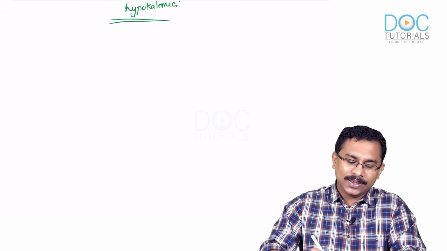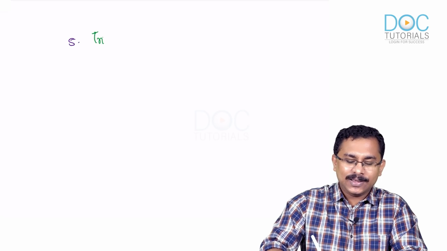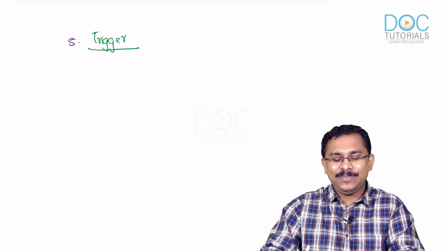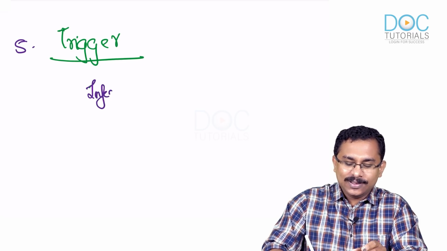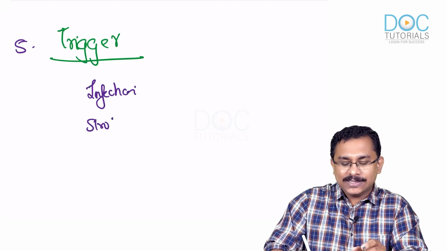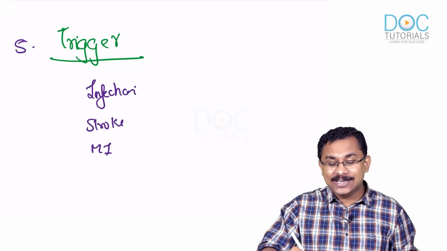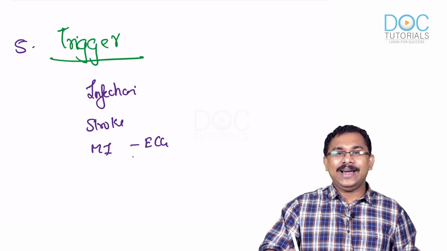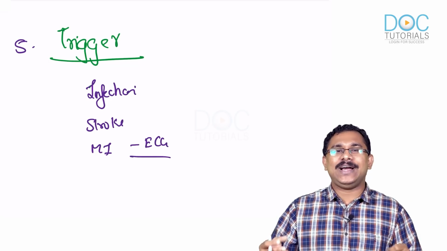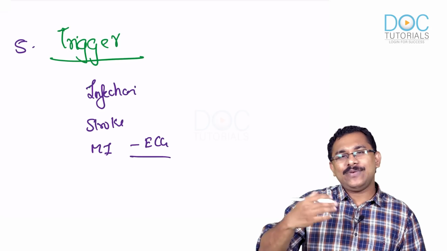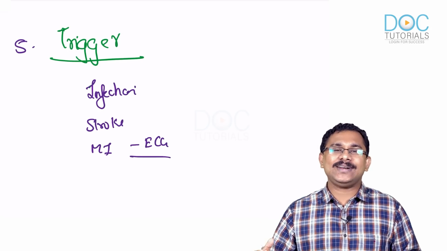Next point is treating the actual infection. So treating the trigger. Remember I told you the trigger can be an infection, a stroke, or a myocardial infarction. All these can be triggers. So please make it a point that you take an ECG of the patient also, because the patient might be brought with tachypnea, Kussmaul breathing, and hypovolemia. But only when you take an ECG, sometimes you might see that the patient has developed a myocardial infarction.